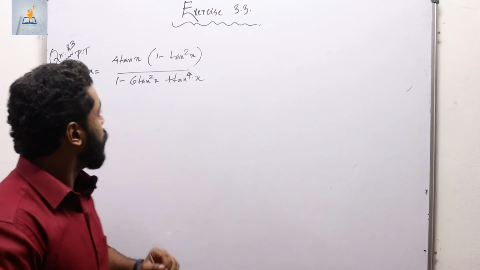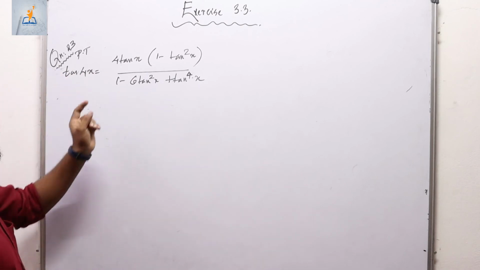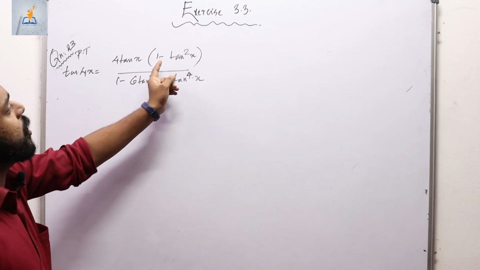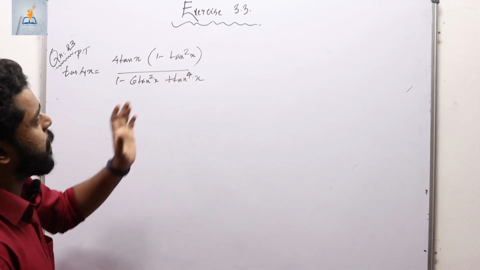Now we shall do question number 23. Prove that tan 4x is equal to 4 tan x into (1 minus tan square x) divided by 1 minus 6 tan square x plus tan raised to 4x.